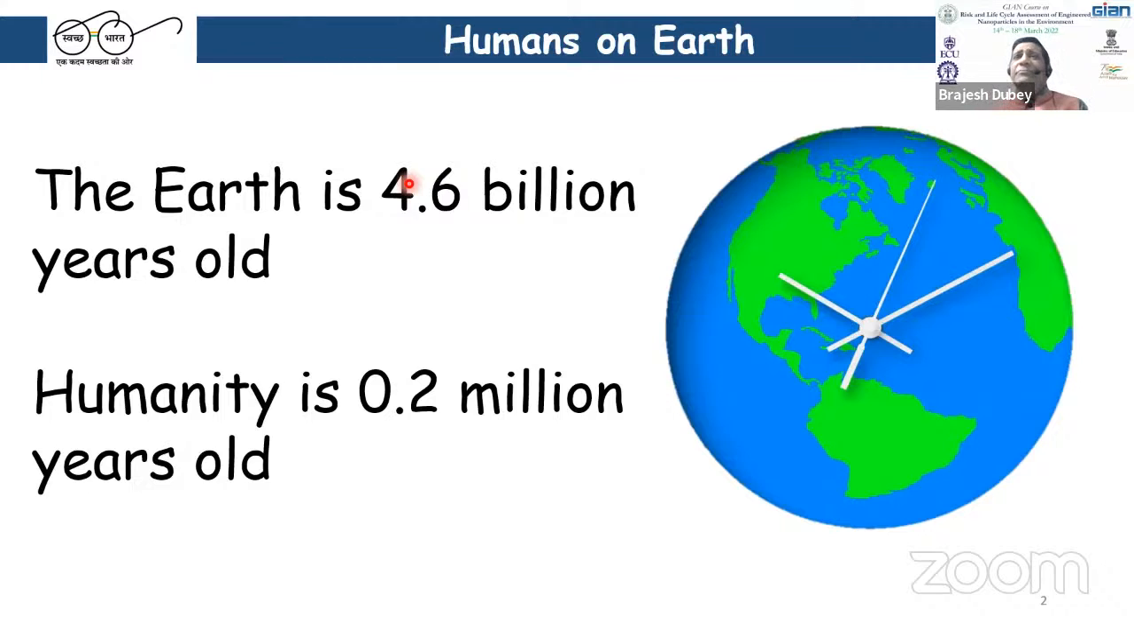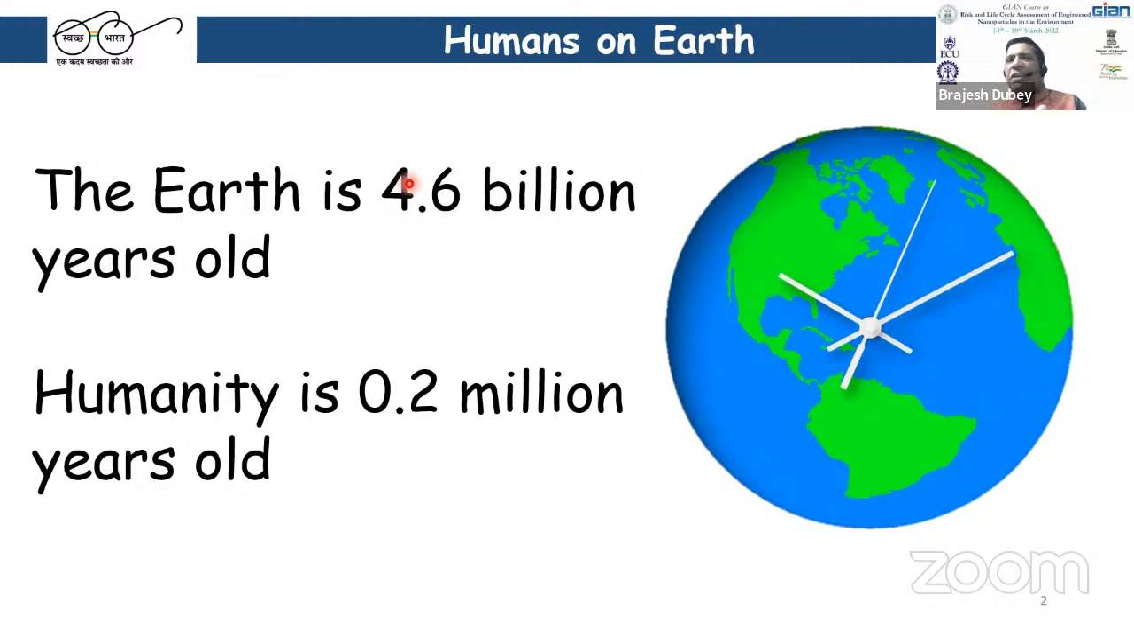And humanity, the humans, is around 0.2 million years old, and that includes our kind of species even before Homo sapiens. So it's around 4.2 million years old. Now, you might be thinking, okay, where are we going? So you will see in a minute where I'm trying to take you.